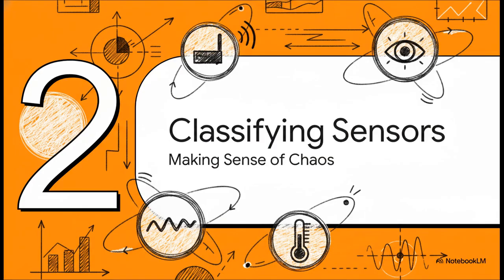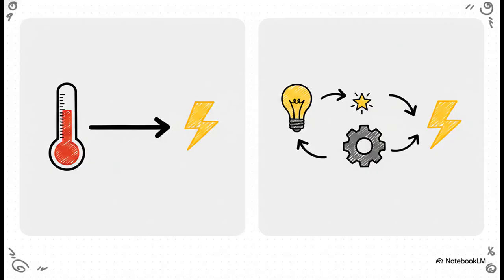Okay, moving right along to section 2, classifying the sensor universe. First up, we classify by the conversion process itself. We contrast direct sensors with indirect sensors. Now, a direct sensor converts a non-electrical stimulus straight into an electrical signal without any messy middle steps, kind of like how a thermocouple seamlessly turns temperature right into voltage.